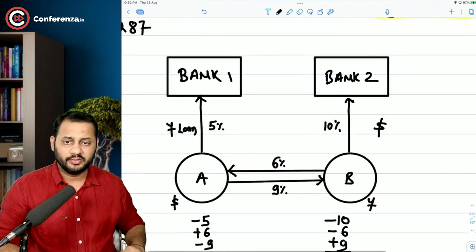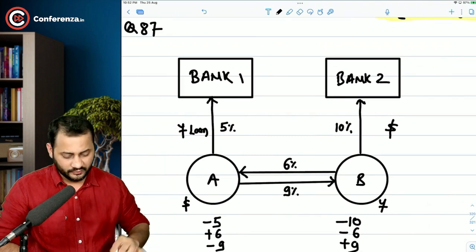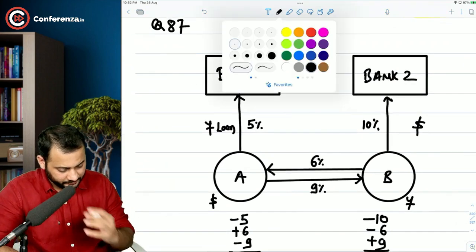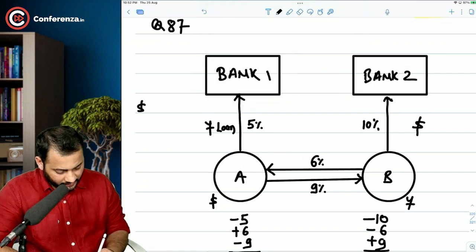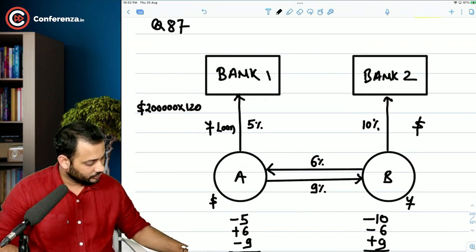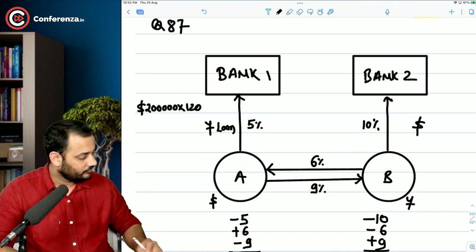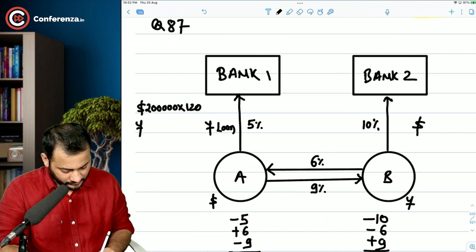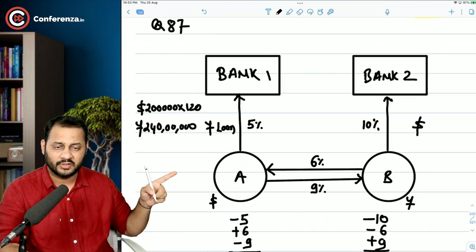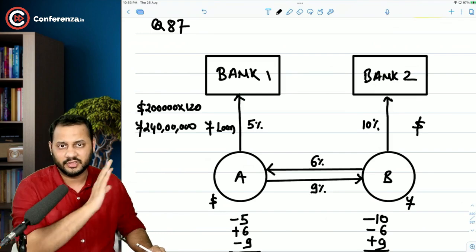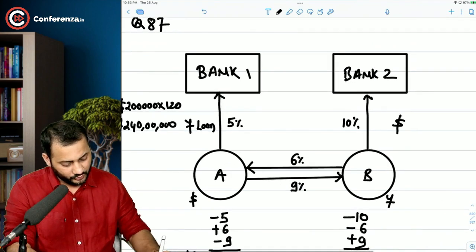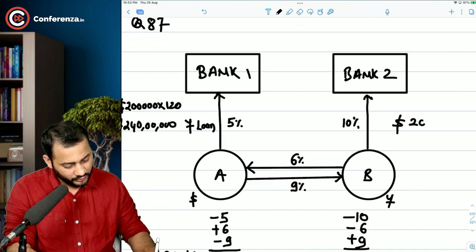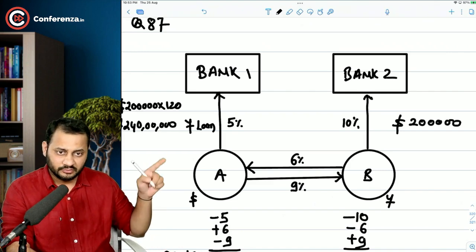A incorporation. How much loan A borrowed from bank 1? It's very simple to calculate. I will just do it here. He borrowed the equivalent amount of 2 lakh into 120. So the loan that he borrowed was 240 lakhs. So this is the principal amount that he borrowed from bank 1 and then swapped to B. He has given it to B. And from bank 2, B borrowed $2 lakh, which was given to A.